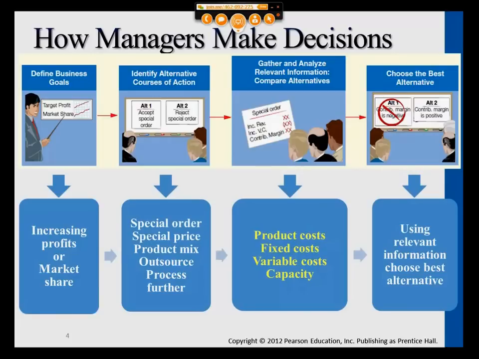The first one is also going to let us increase profits or market share, and then the second step is going to be we'll identify alternative courses of action. And then the third step, relevant information is gathered and analyzed. We'll compare the alternatives. And then the next one, we're going to choose the best alternative.